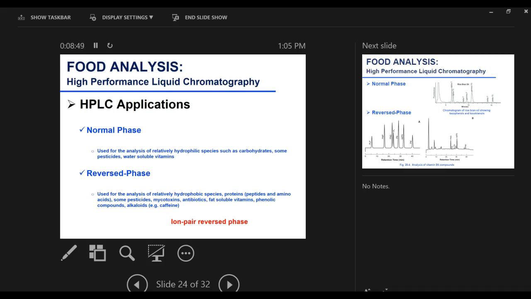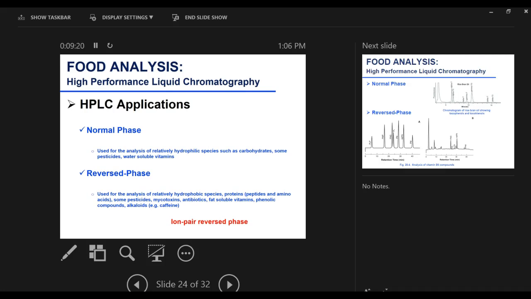So we'll learn about these applications later, but mostly in normal phase, we're trying to separate relatively hydrophilic compounds. One thing you really want to remember and not forget about chromatography is the first step is interaction with the stationary phase. If you do not have an interaction, you do not have separation. Really, you need to get that concept. So if we have normal phase, that means your column is polar. So your interactions are based on polar interactions or hydrophilic interactions. So you need to get that concept.